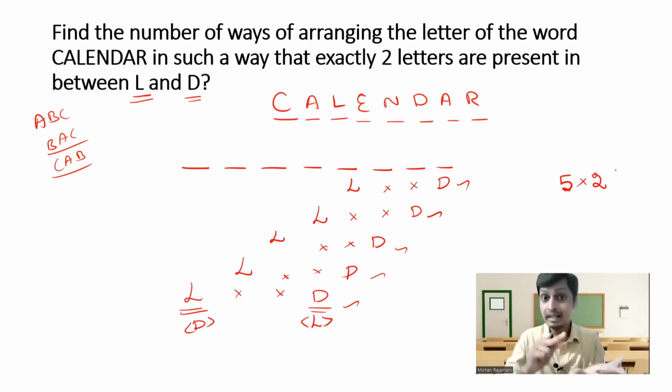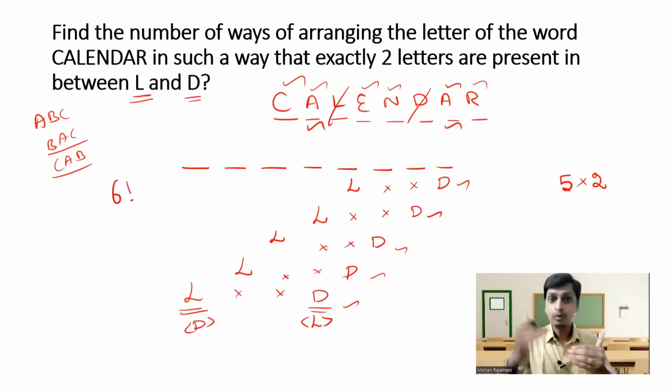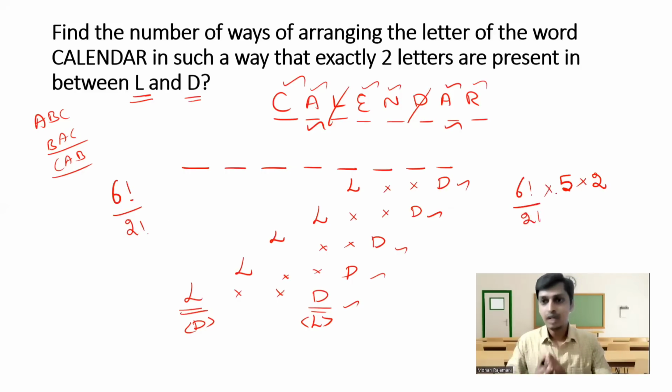So first I fixed L and D here, right? After that, I have to fix the remaining letters. After fixing L and D in 10 ways, I'm left with how many more letters? 1, 2, 3, 4, 5, 6 letters. So the 6 letters can be arranged in 6 factorial ways. But look at this, you have A repeated 2 times. When there is a repetition, you have to divide. So here A is repeated 2 times, so you divide 6 factorial by 2 factorial. So it is 6 factorial by 2 factorial into 5 into 2.